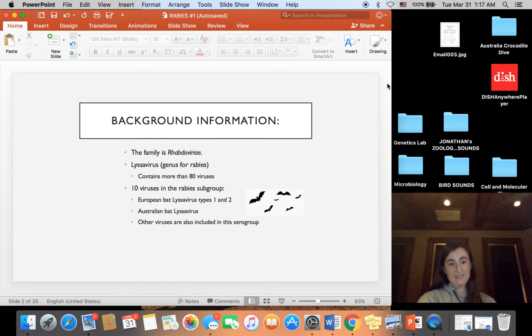There are 10 viruses that fall under the rabies subgroup. Here, I only list the two most common ones, and they both happen to deal with bats. So you have the European bat virus, which has two different types, and then you have the Australian bat virus.